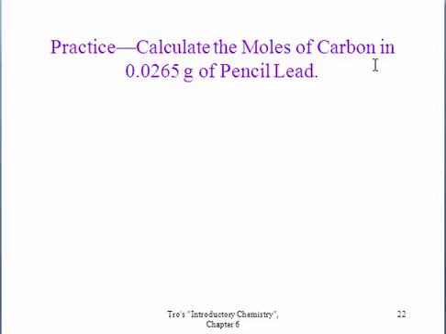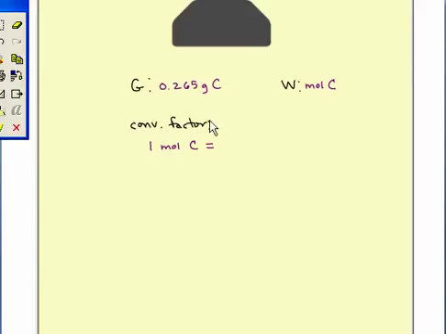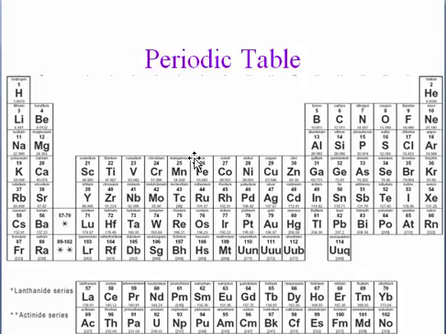Let's calculate the moles of carbon in 0.265 grams of pencil lead. And remember, pencil lead is graphite, which is one of the naturally occurring forms of elemental carbon. So let's start out with what we're given, 0.265 grams of carbon, or the lead in a pencil, and we want moles. Well, we know the conversion factor between mass and moles is molar mass, and we're trying to figure out the molar mass of an element. We look on the periodic table.